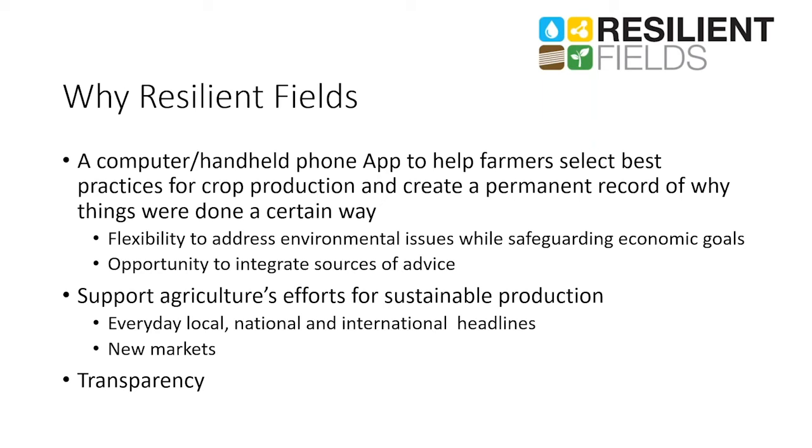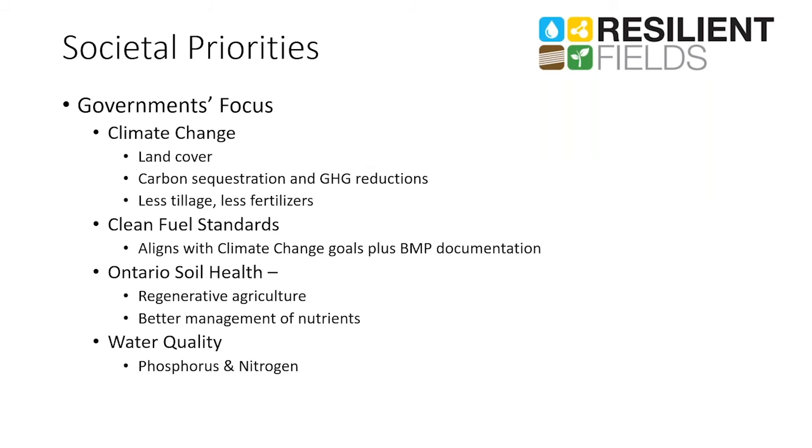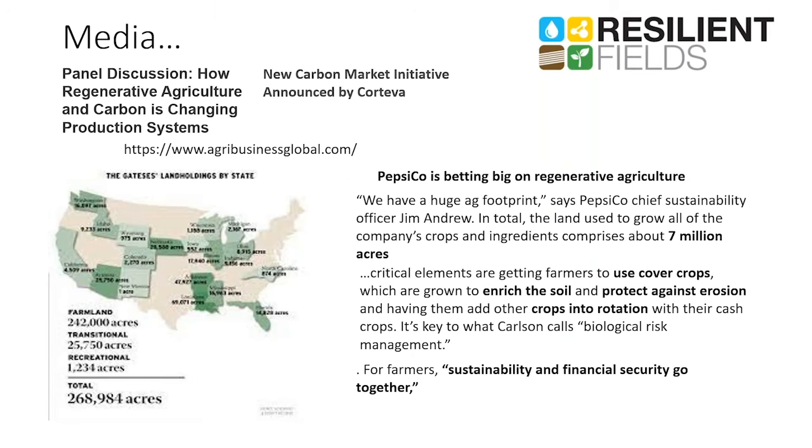So we know government has a focus for society, and there's all kinds of information on land cover, carbon sequestration, less tillage, less fertilizers. There's been a lot of hype about clean fuel standards. In Ontario, the soil health strategy focuses on regenerative agriculture and better management of nutrients. And of course, we have water quality issues as well. And the media has picked up on all of this. Not only the media, but the agri-food industry.